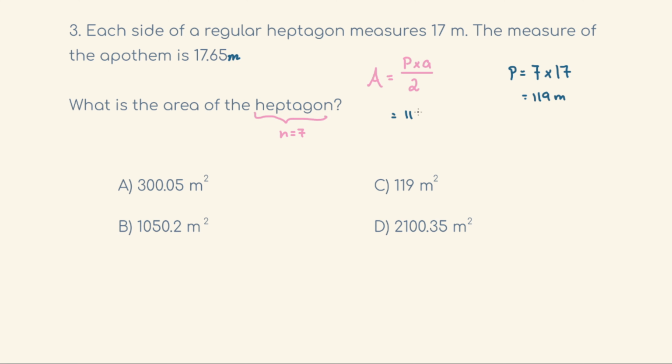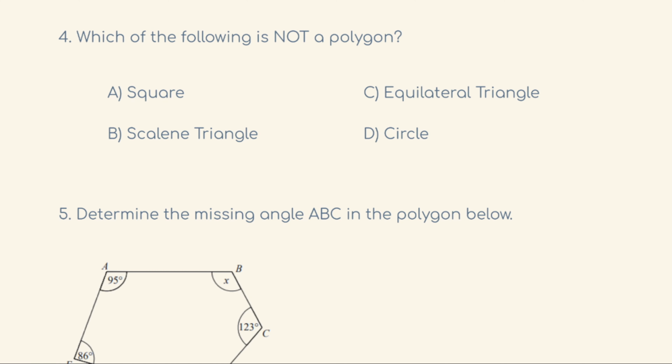So you have 119 times your apothem. The question tells you what that is, 17.65, and you're going to divide that by 2. And that's going to come out to 1,050.2 meters squared. So that's B. Right, on to question 4.